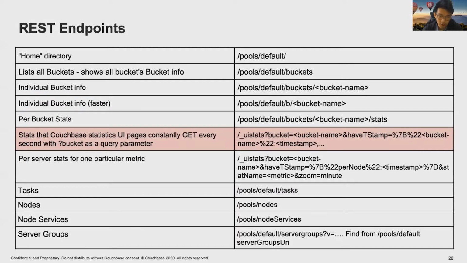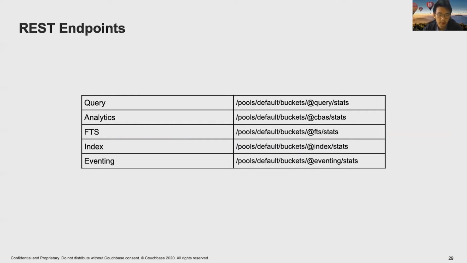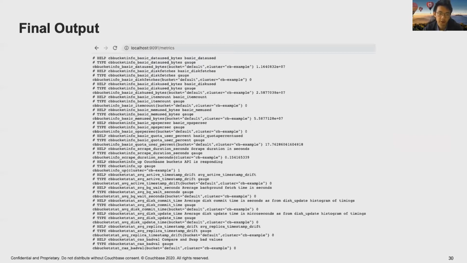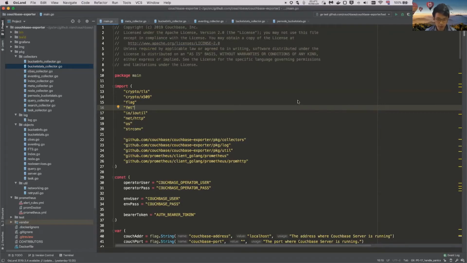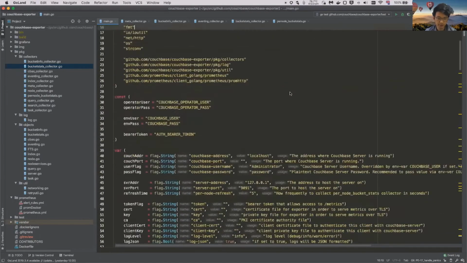Just a quick overview of the REST endpoints we'll be hitting in Couchbase server. Our red row column here is something we don't currently use in the exporter, but most of the others we do. And here are some of the statistics for the optional services. So I'm going to take a look at the code here.